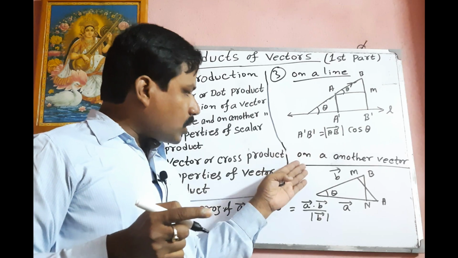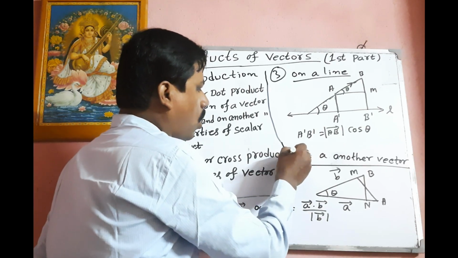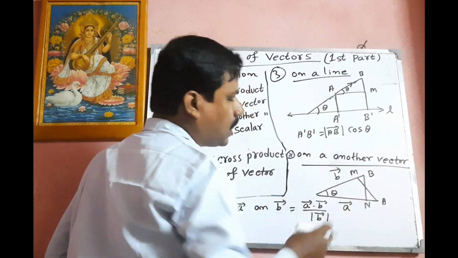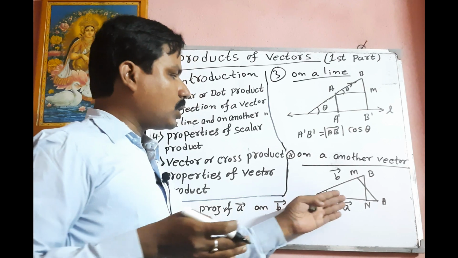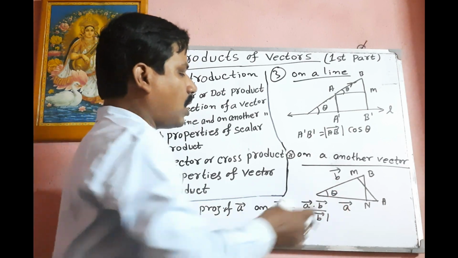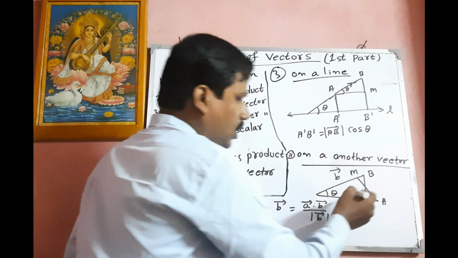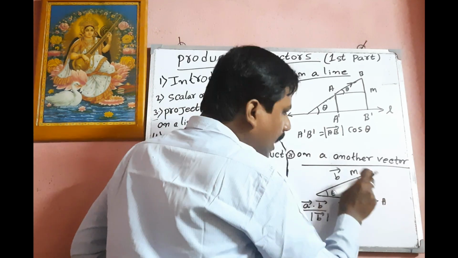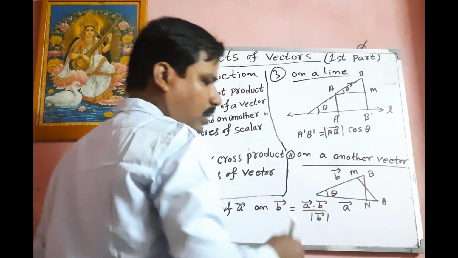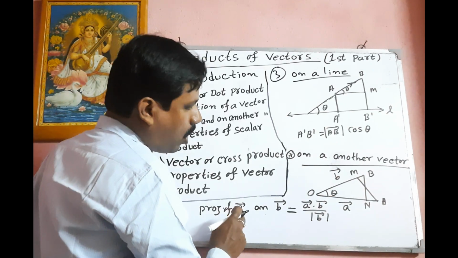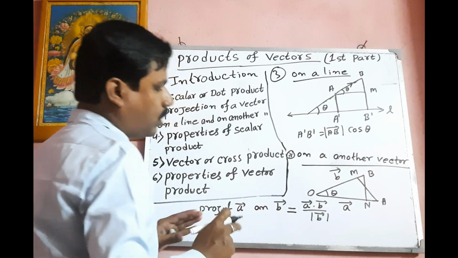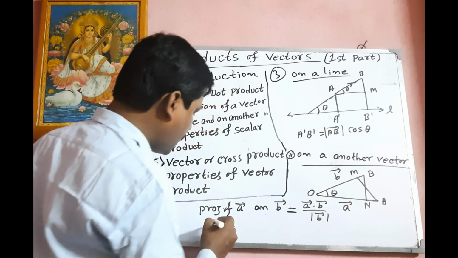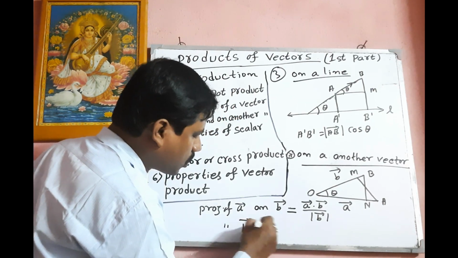So this completes the first part, that is the projection of a vector on a line. Now we move to the next part, that is the projection on another vector. Suppose A and B are two vectors, and the angle between these two vectors, the A and B vectors, is theta. And now BN is perpendicular to the A vector and MA is perpendicular to the B vector. Then we can say the projection of A vector on B vector will be A dot B divided by mod of B vector.